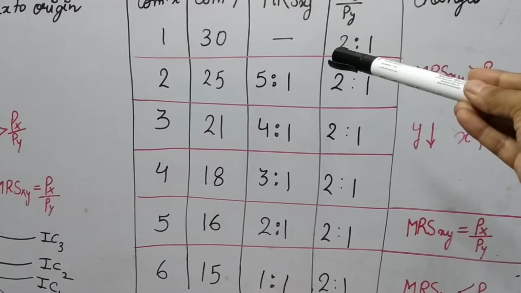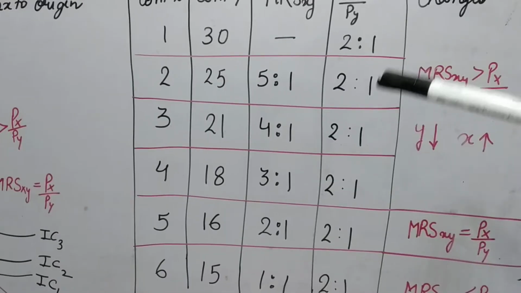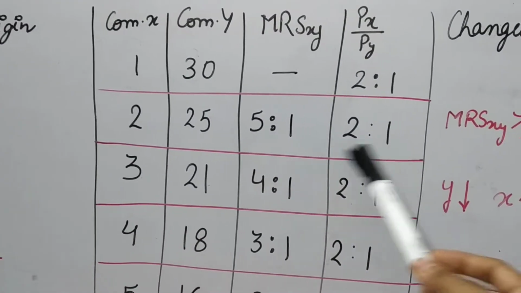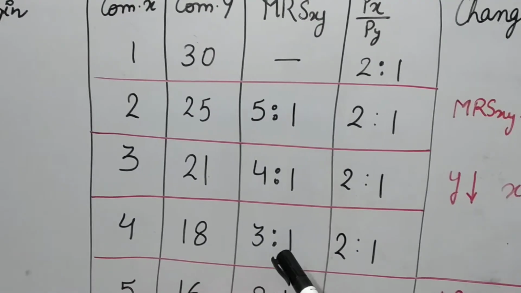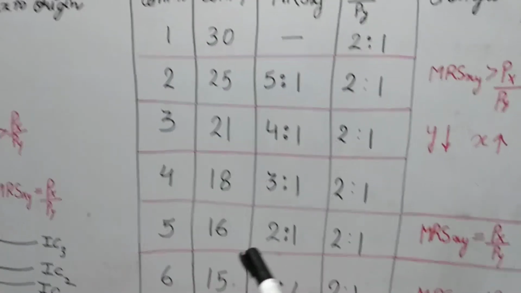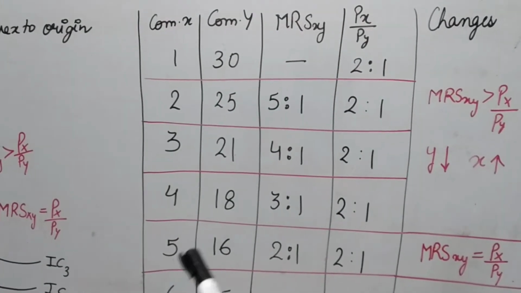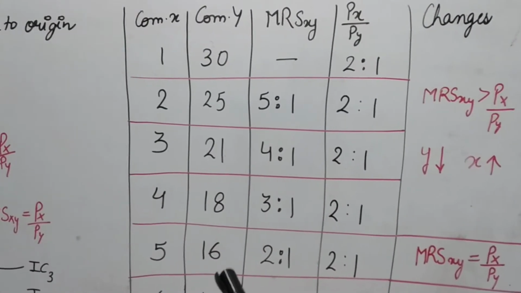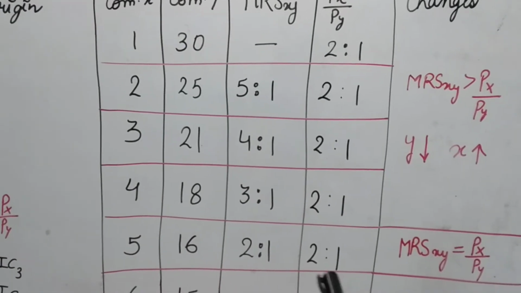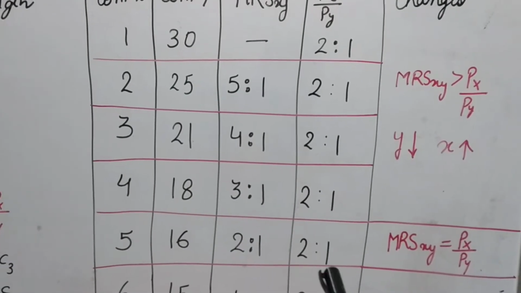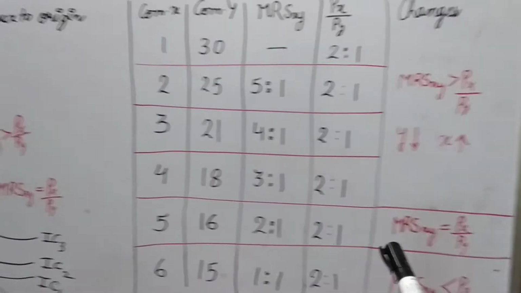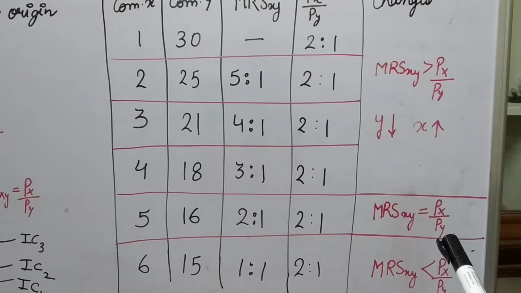So that means MRS of XY is diminishing and Px upon Py is constant. In the beginning you can see 5:1 is greater than 2:1, 4:1 is also greater than 2:1, 3:1 is also greater than 2:1. At this unit, when the consumer consumes 5 units of the X commodity and 16 units of the Y commodity, at that time his MRS of XY and Px upon Py are both equal to each other. This is the point where the consumer is in equilibrium, where the slope of the indifference curve and the slope of the budget line are equal to each other. So here you can see MRS of XY is equal to Px upon Py.